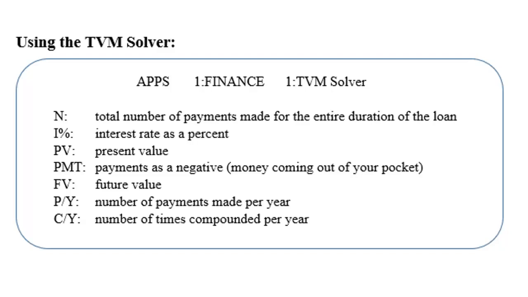Future value is the total amount that we're looking to save. How much was the boat? How much is our down payment? PY is the number of payments made per year, and CY is the number of times compounded per year. For all of our problems in these next two sections, the PY and the CY are going to be the same exact numbers. So let's try it out.